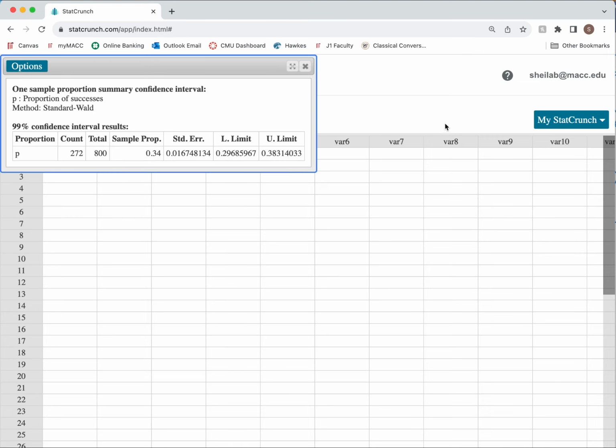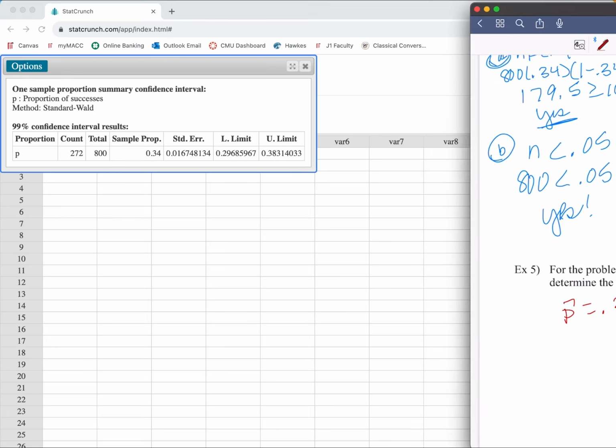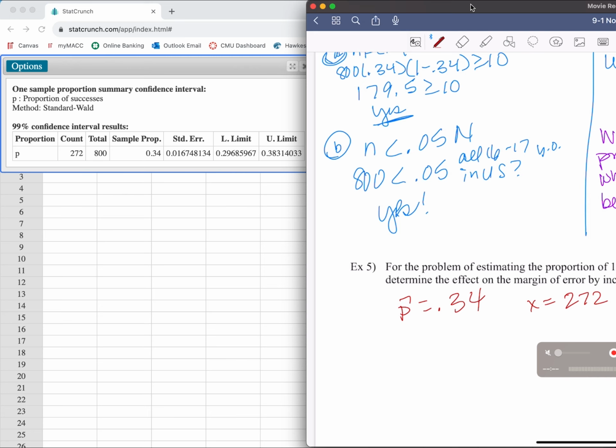All right. So let's write that down here. So at 99% confidence, I'm going from 0.297 to 0.383. So this is 0.297. My point estimate is still 0.34 up to 0.383.